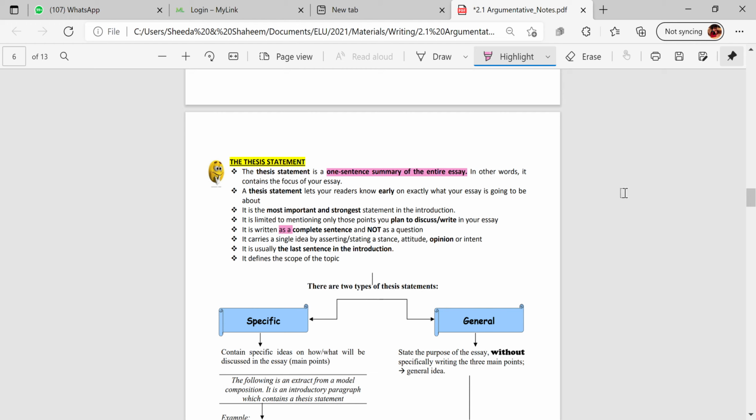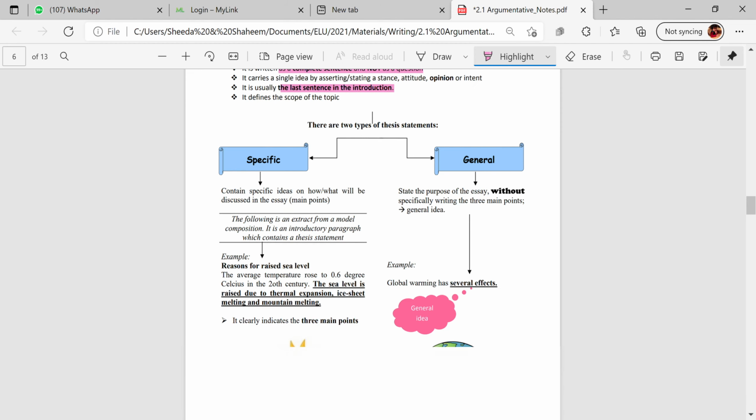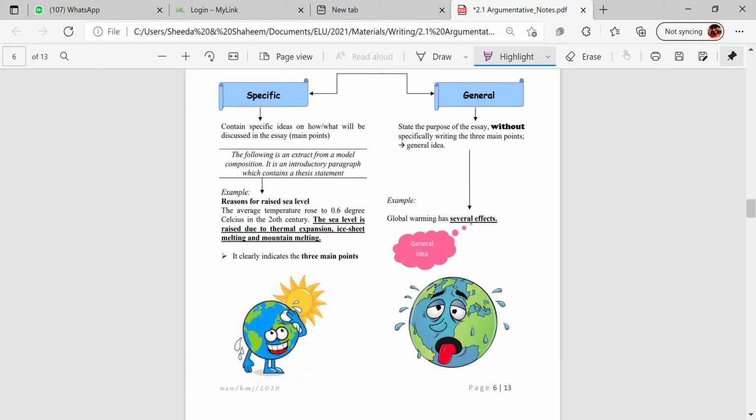It must be written in a complete sentence and not a question, and it must be in the last sentence of the introductory paragraph. Remember that these are the 3 important pieces of information that you need to know regarding the thesis statement. Now, again, thesis statement: specific or general thesis statement.